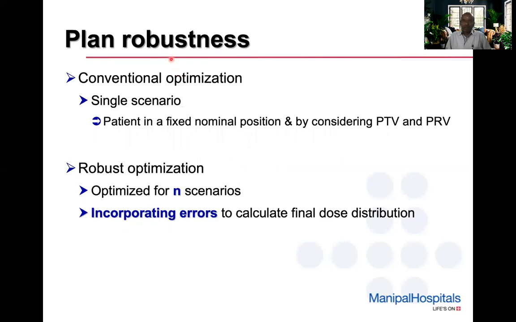Now, moving on from the dose metrics, we come to plan robustness. What we call robustness is that in conventional optimization, a single scenario is considered.